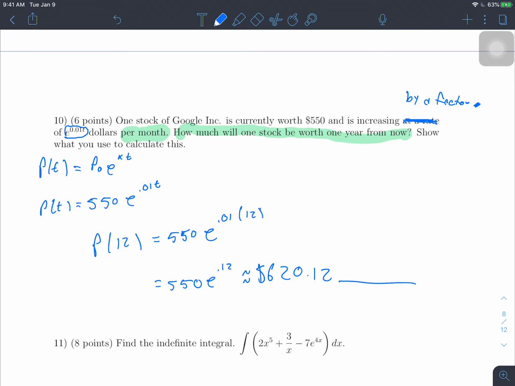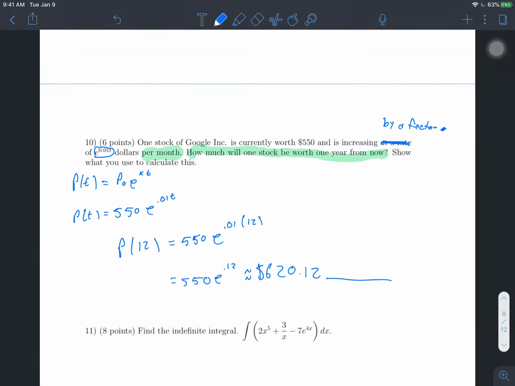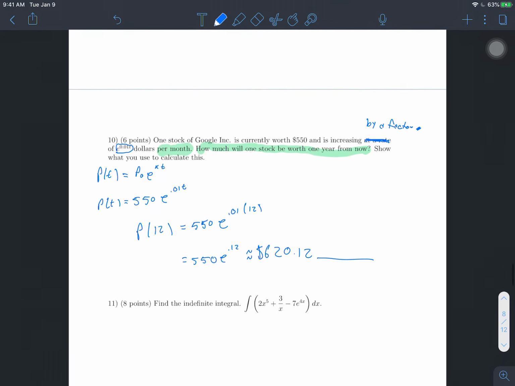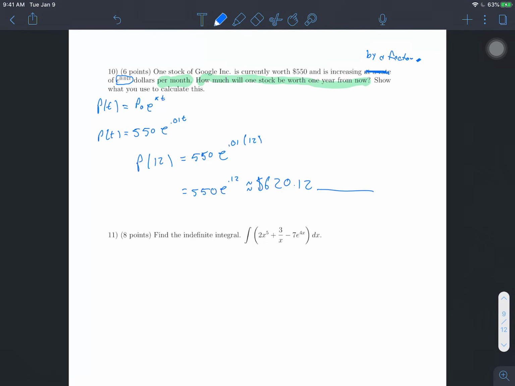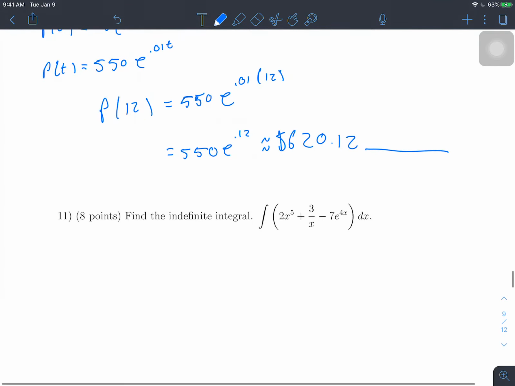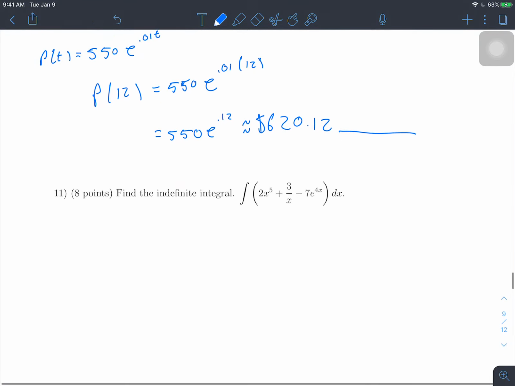But it's good to cut off your decimal points at the hundredth place when you're talking about money, because we don't really typically talk about fractional cents when we're doing finance. Okay, so that's that problem.